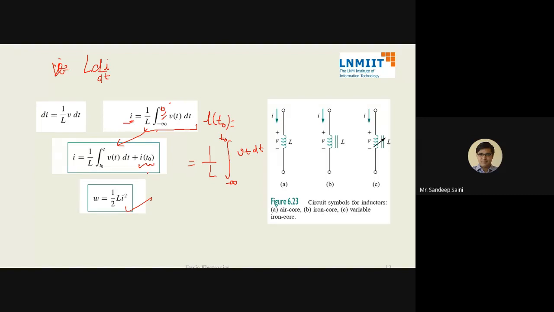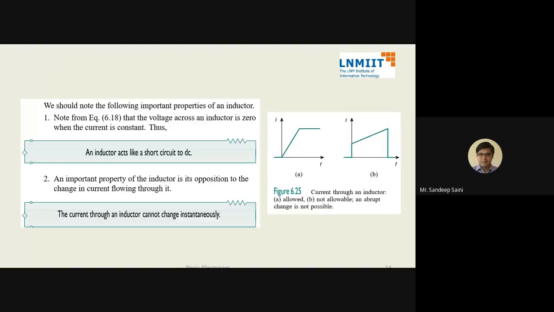You will have all these questions. T naught is basically the time of change when the inductor current starts changing. Before T naught, everything was stable. Is it fine? Okay, next. The inductor will act like a short circuit to DC, and current in the inductor will not change immediately. So remember one thing: capacitor, voltage; inductor, current.